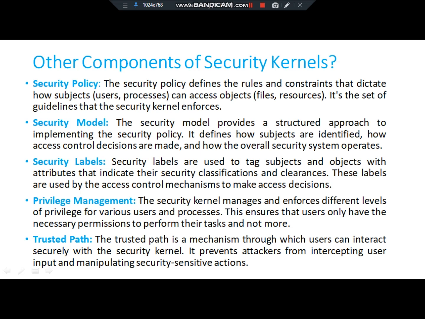Security labels. Security labels are used to tag subjects and objects with attributes to indicate their security classification and clearance. So a security label simply means giving the subject or object a specific tag for the purpose of easy identification. These labels are used by the access control mechanism to make access decisions. The access control mechanism uses that tag or label to make access decisions.